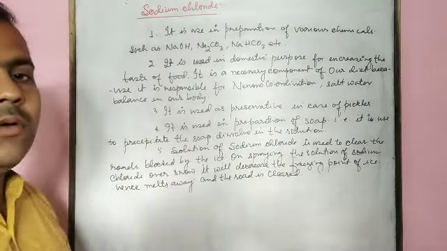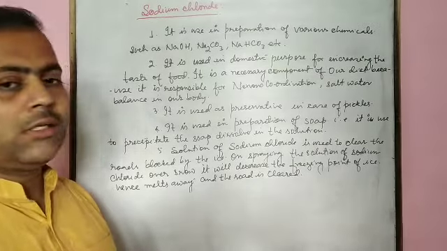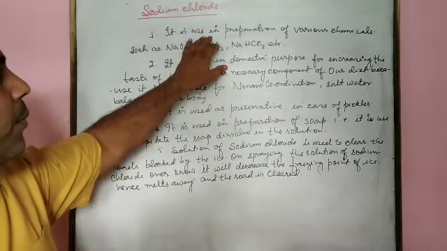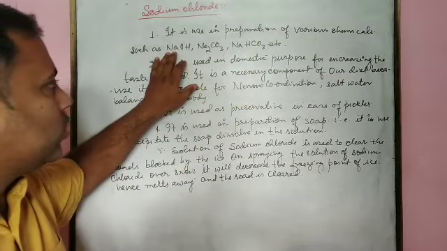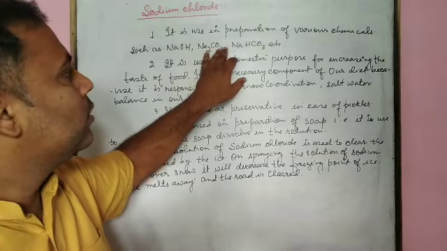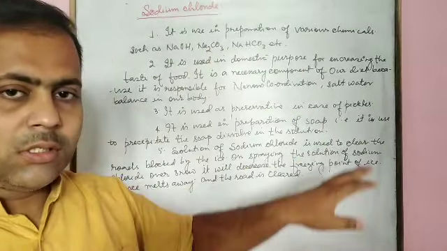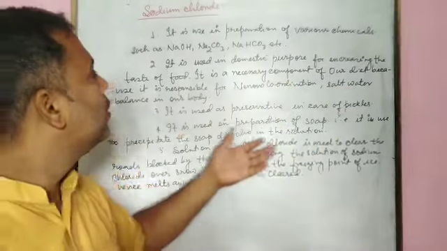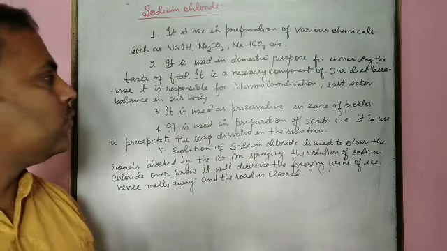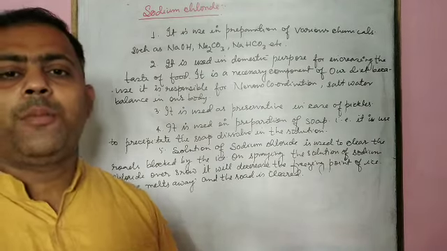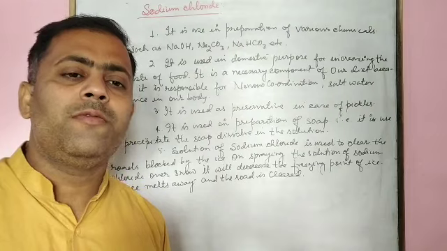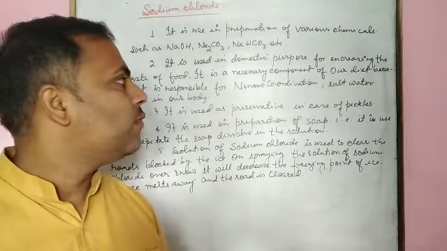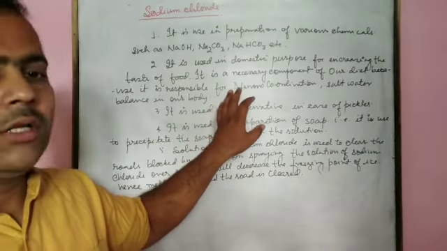This is what we are discussing, the uses of sodium chloride. It is used in the preparation of various chemicals, sodium hydroxide, sodium carbonate, sodium bicarbonate, which we will discuss in the next chapter. It is used in domestic purposes. We are using it to increase the taste of the food. It is a necessary component of our diet because it is responsible for maintaining the salt water balance as well as the nervous coordination.